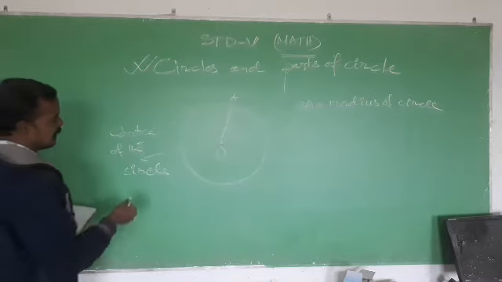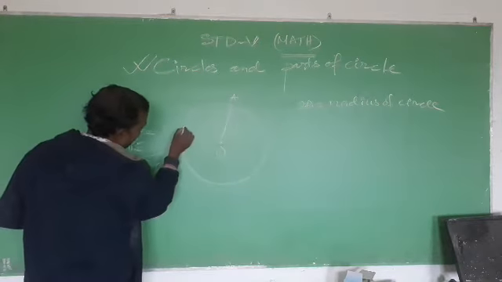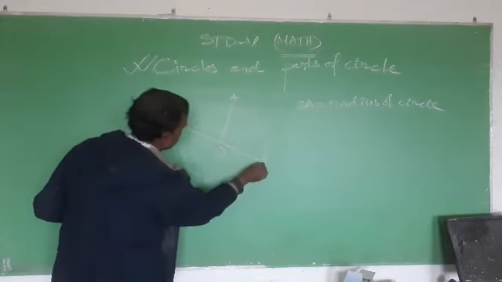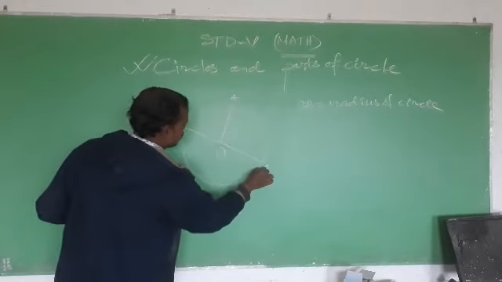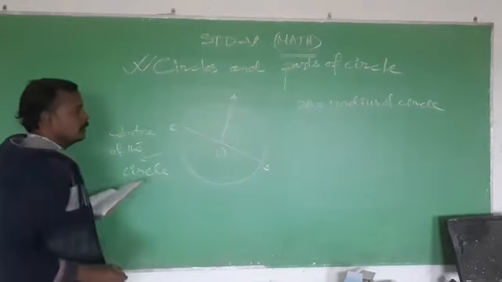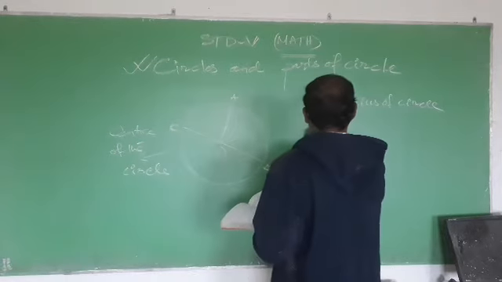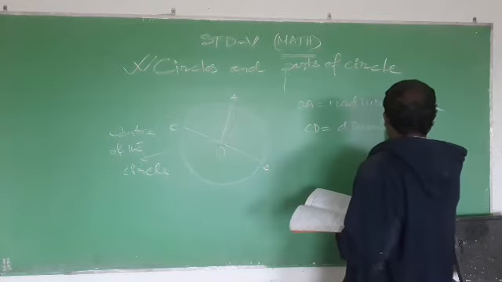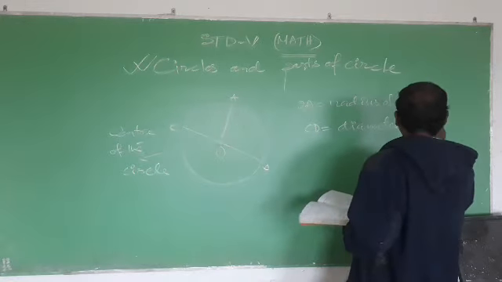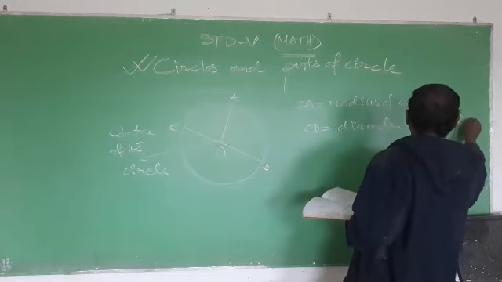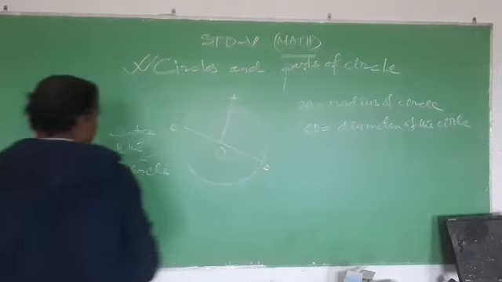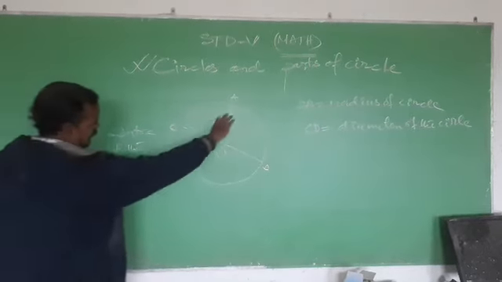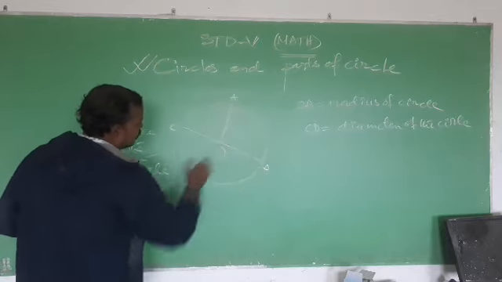If you pass a complete line through the center of the circle, let this be CD. Okay, CD is the diameter of the circle. So from this figure it is clear the radius OA is half of CD.